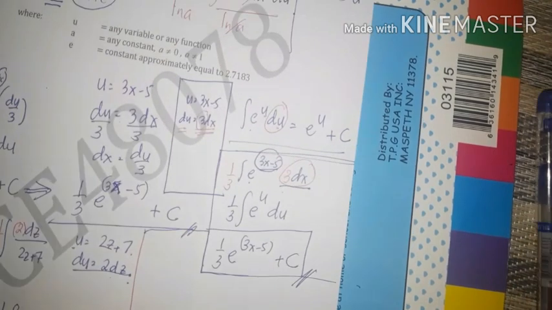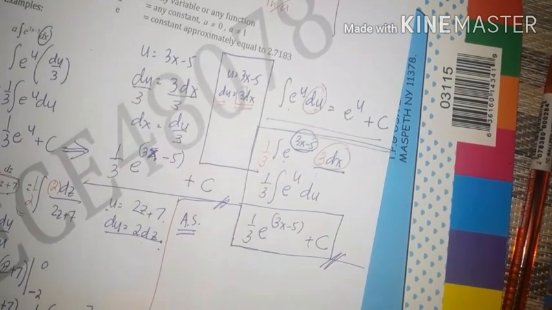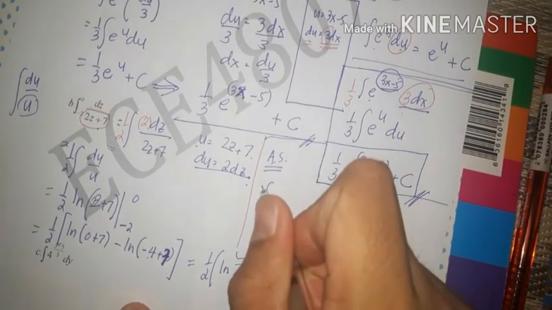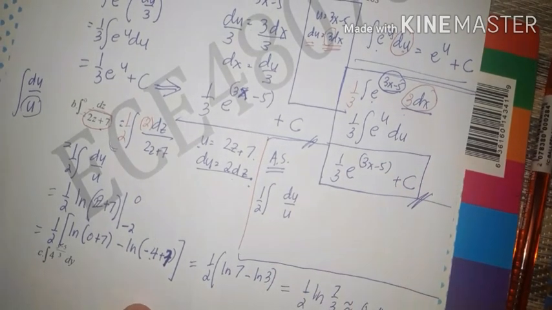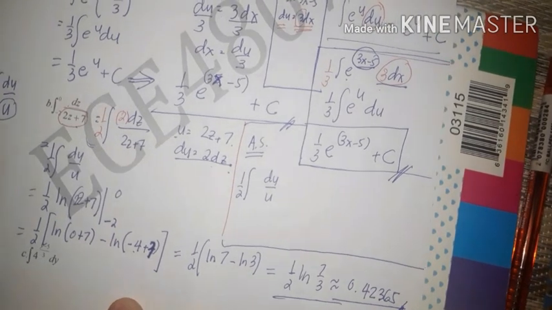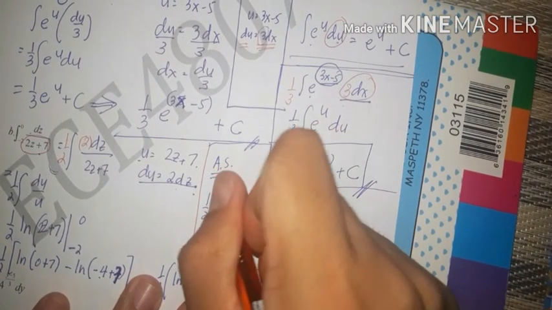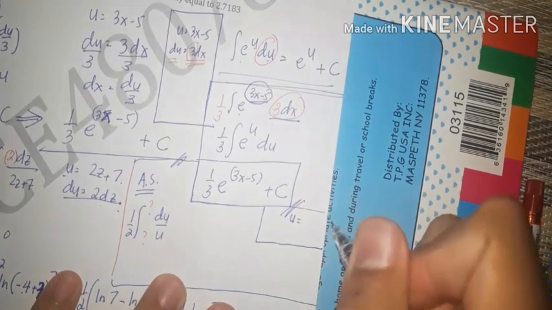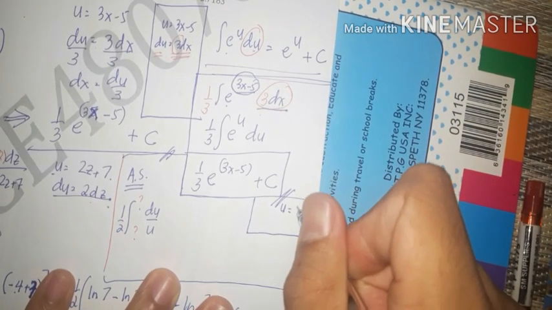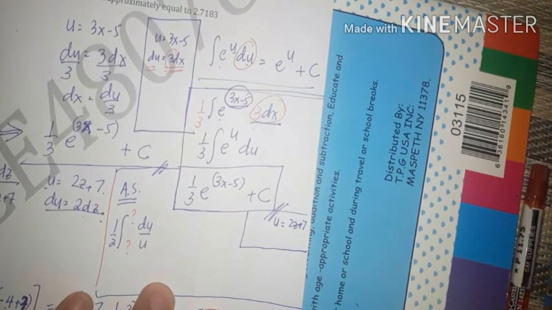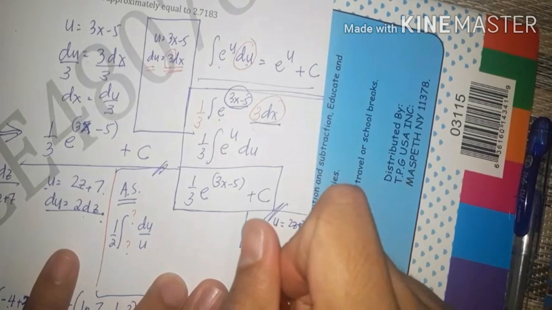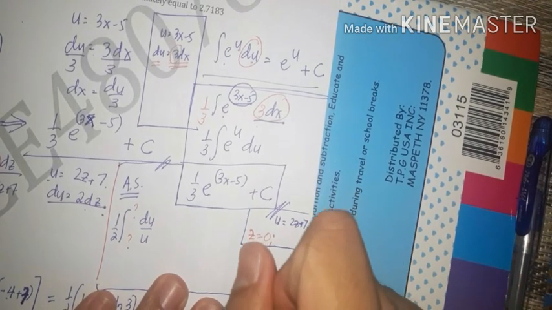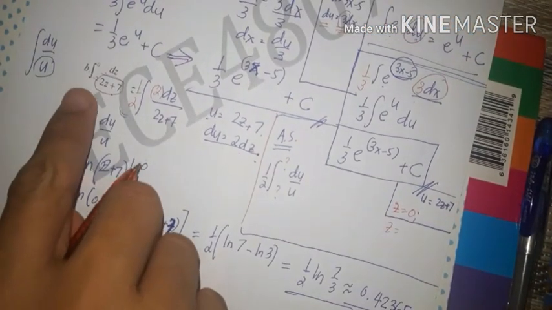Or the alternate solution: we will use changing of limits since we used substitution. So let us go back. So this is 1/2 the integral of du over u. But the question is, what is the lower limit and what is the upper limit? From our substitution, u is equal to 2z plus 7. For the upper limit, the value of z is 0. Then for the lower limit, z is equal to negative 2.